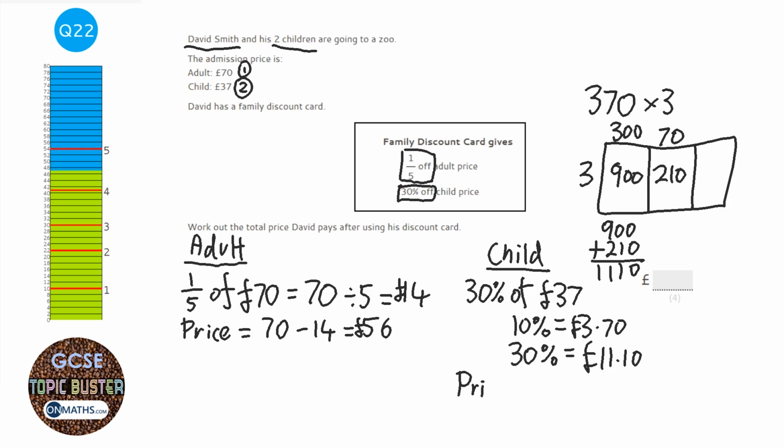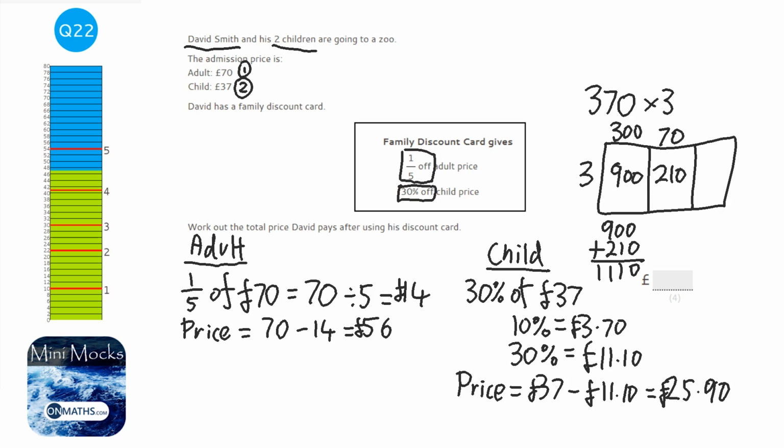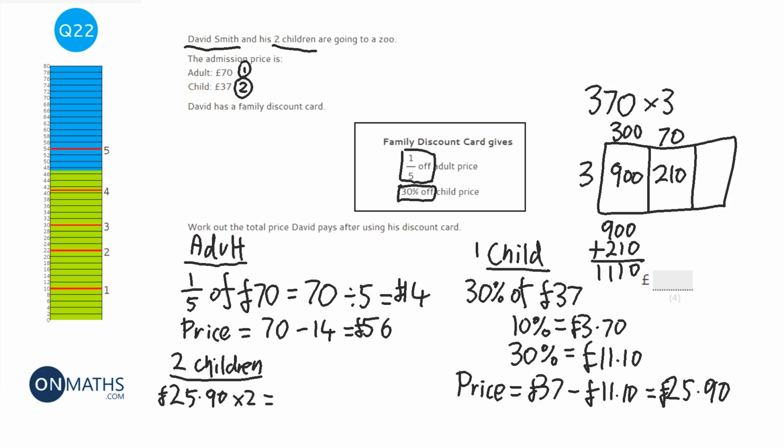And so we want to work out the price. So it's going to be £37, take away £11.10. So if you take away 10 it's 27, take away 1 is 26, take away 10 is £25.90. Now that's for 1 child. So if I want 2 children, I want to do £25.90 times 2. Now I know 25 times 2 is 50, 90 times 2 is £1.80, so that's going to be £51.80.